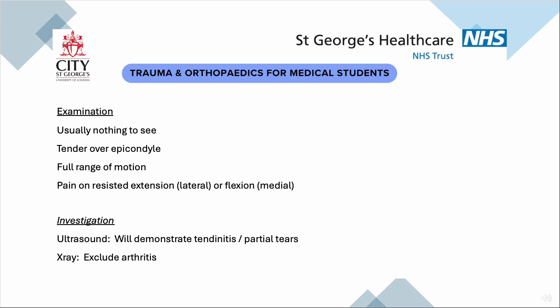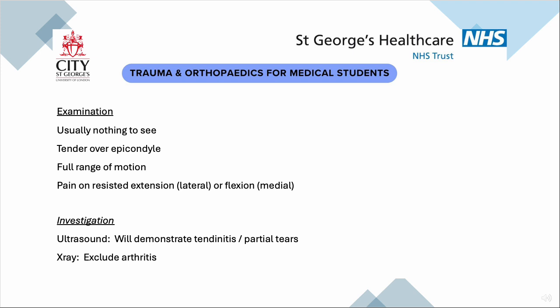The examination is fairly typical now. There's usually nothing much to see. They will be tender over the epicondyle, and typically the elbow will have a full range of motion. The provocative testing is for the patient to straighten the elbow and cock the wrist, and if the examiner then tries to flex the wrist from that cocked back position, there will be pain over the lateral epicondyle, and if you reverse this with a flexed wrist and you try to extend it, they get pain on the medial side, medial epicondylosis.